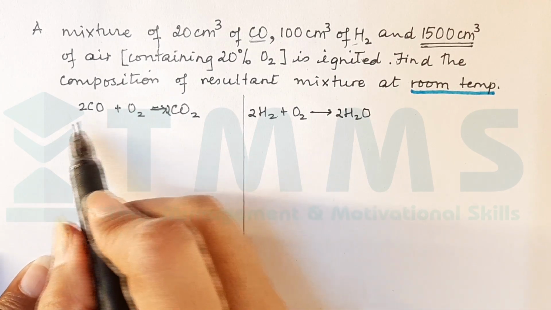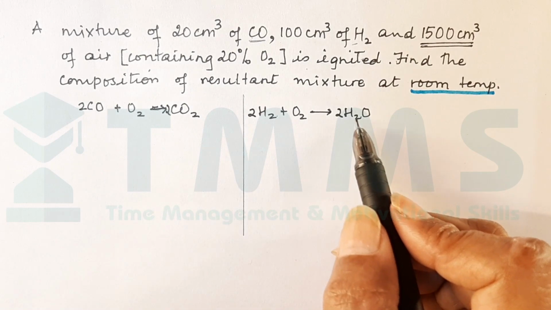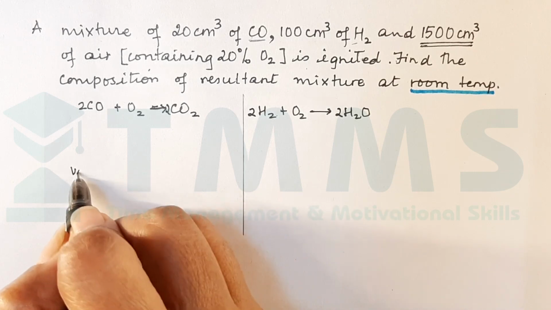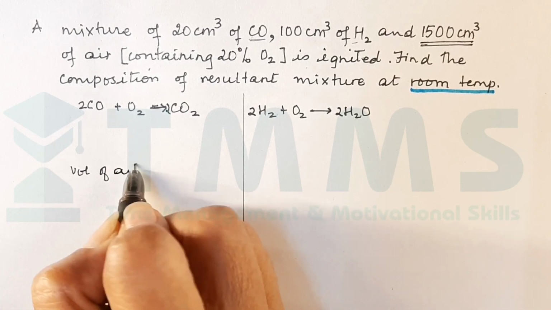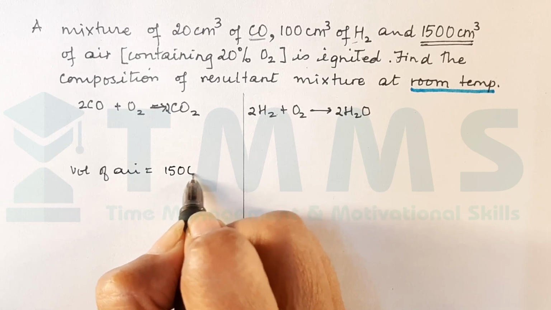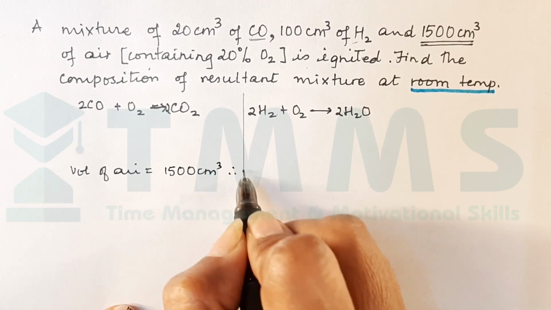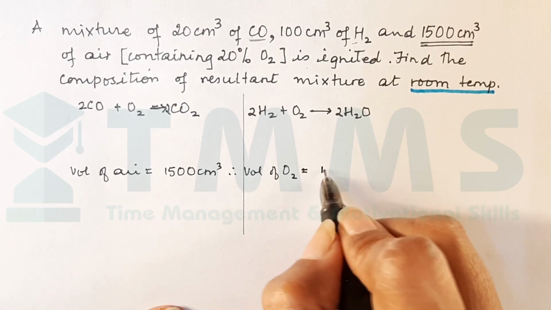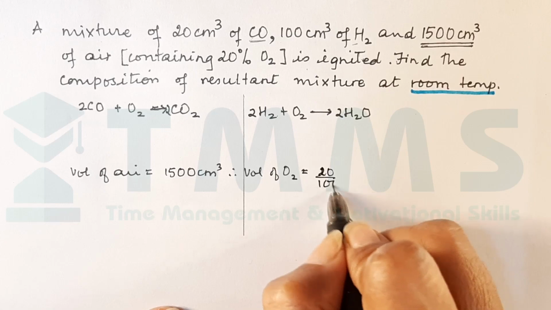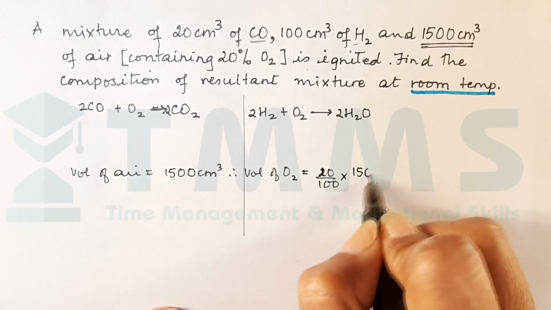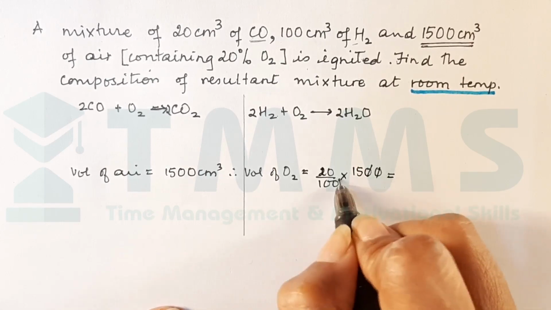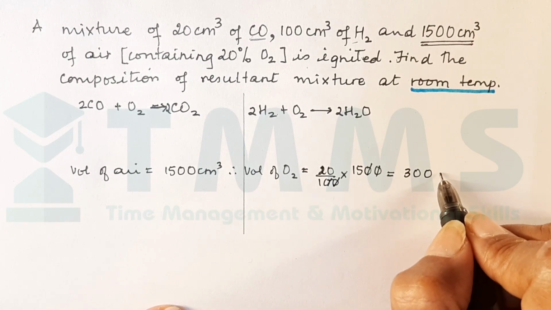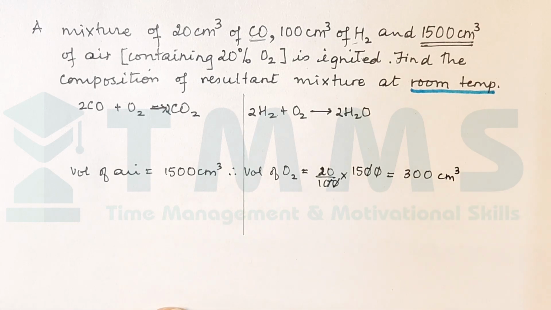So even before we apply our tip number 2, we will have to find out how much is the oxygen. So we will write volume of air is 1500 centimeter cube. Therefore, volume of oxygen is going to be 20 upon 100 multiplied by 1500. How much is that? 15 to 30, so that becomes 300 centimeter cube.